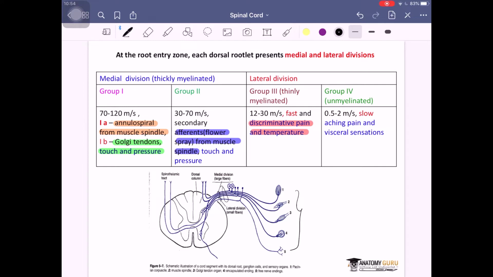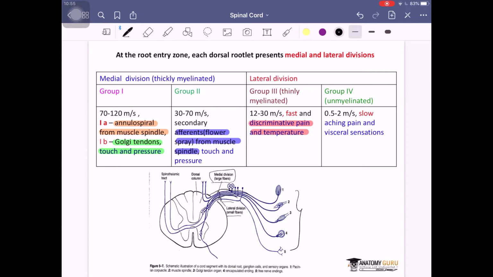Here it divides again into a larger medial division and a very small lateral division. This is the midline, so the nerve fibers do not simply enter; they divide into medial and lateral. The medial division is thickly myelinated, with a lipid coating around it for faster conduction. Whereas your lateral division is very thin, either very thinly myelinated or not myelinated at all. Thereby the conduction velocity here will be slow compared to the medial one.